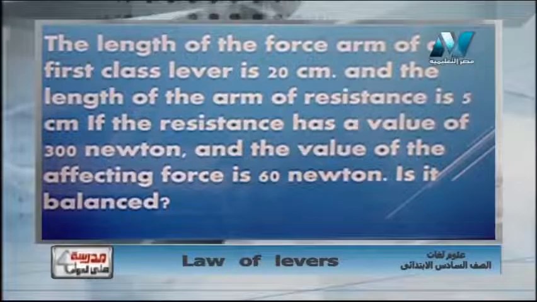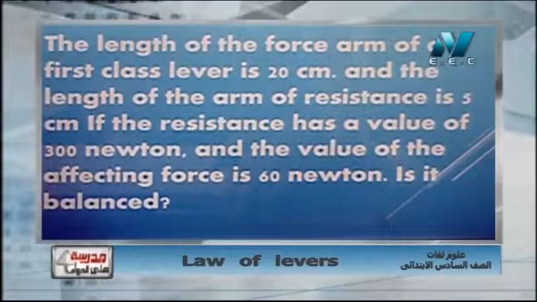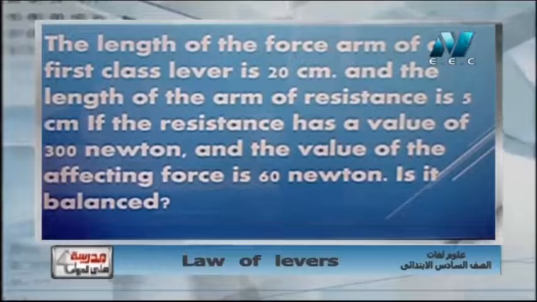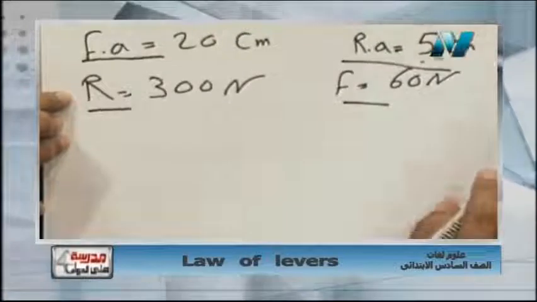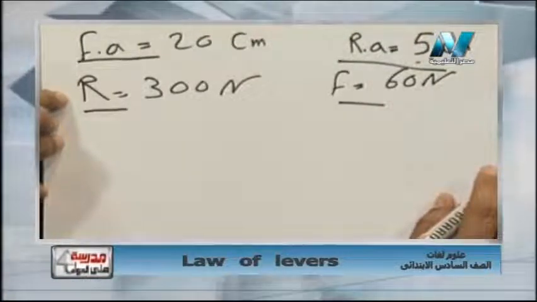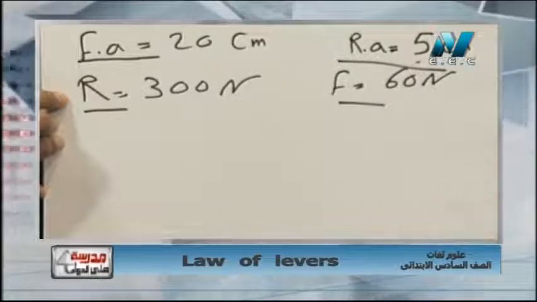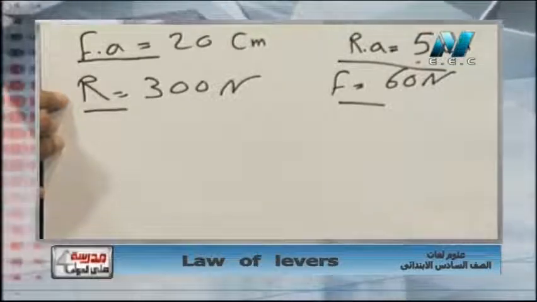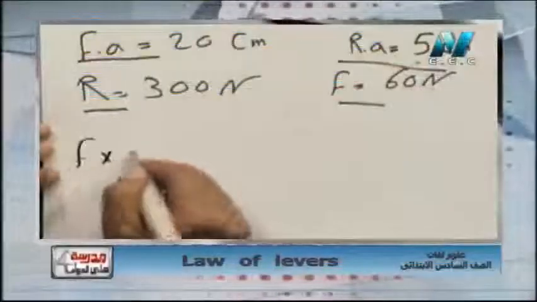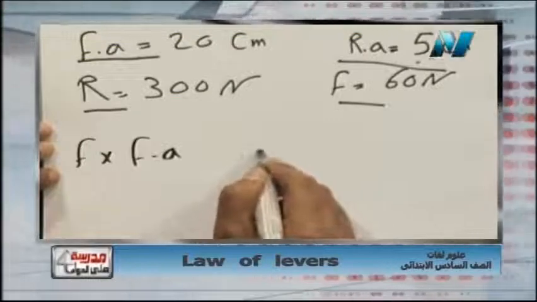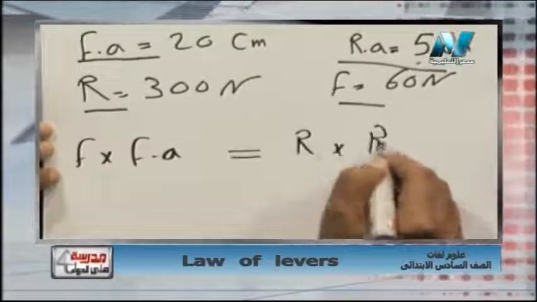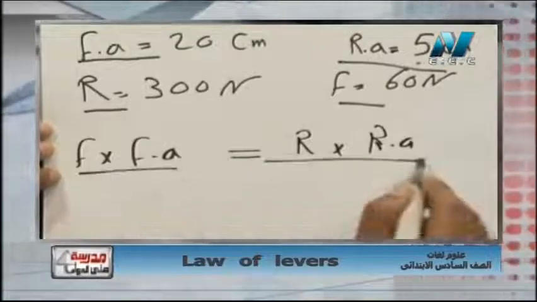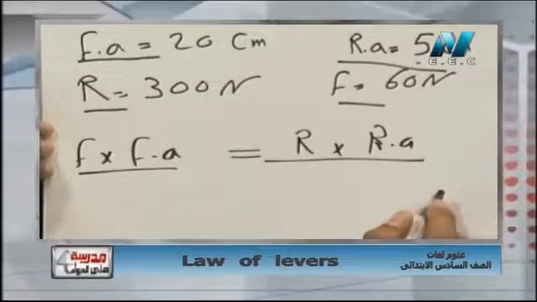Now you have to notice, my dear student. If he gave you in the exam four givens as you see, force arm, resistance, and effort force, he asks you, is it balanced or not? If it is balanced, that means the left side equals the right side. That means F times F.A. must be equal to resistance times R.A. If this side equals this side, it means it's balanced. And if it is not, it's not balanced.